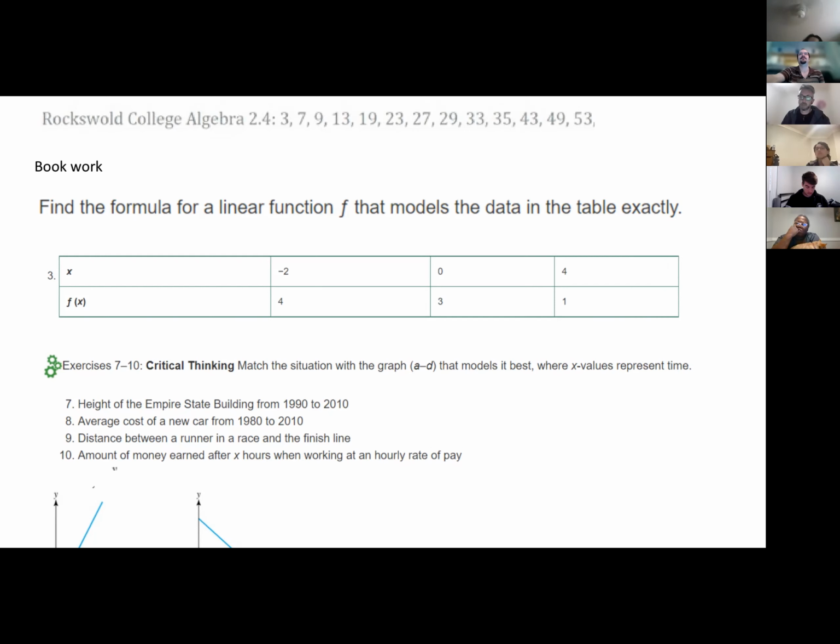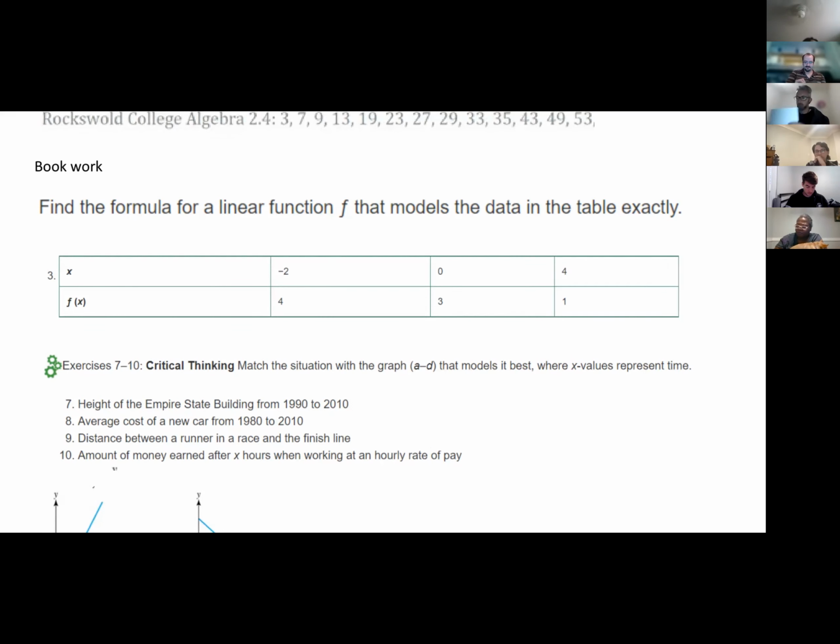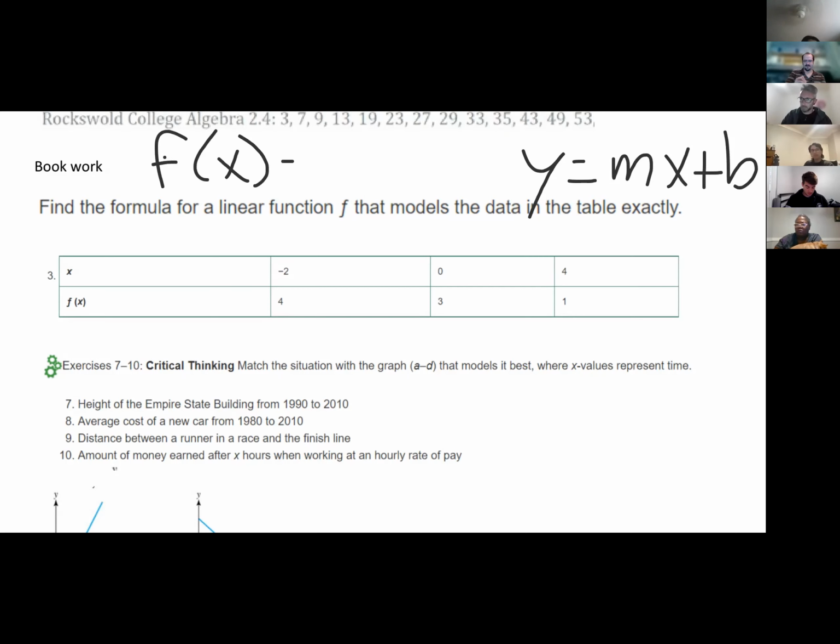So what are we trying to grab from the table? It says find a formula for a linear function. If we think about a linear function, the first thing that pops into your mind is the equation of the line, y = mx + b. For a function, it looks very similar, except I write f of x instead of y.